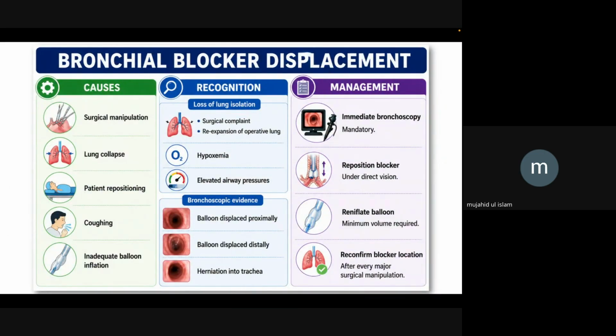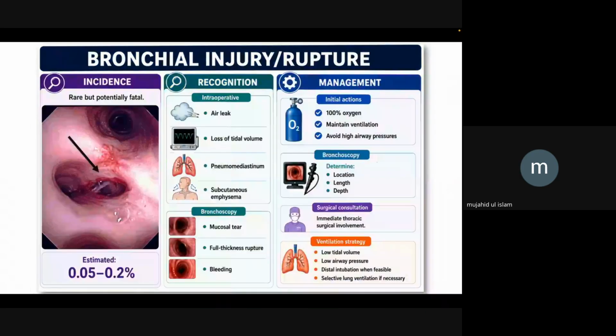Bronchial blocker displacement is commonly caused by surgical manipulation, lung collapse, patient repositioning, cuffing, or inadequate balloon inflation. It should be suspected if there is a loss of lung isolation, re-expansion of the operative lung, hypoxemia, or increased airway pressures. Fiber optic bronchoscopy is essential to identify proximal or distal displacement or balloon herniation into the trachea. Management is straightforward. Perform immediate bronchoscopy, reposition the blocker under direct vision.